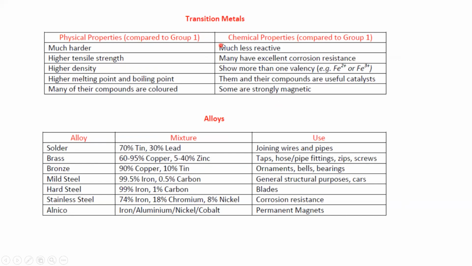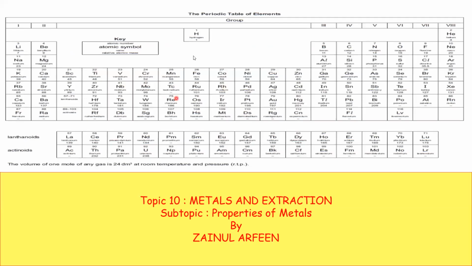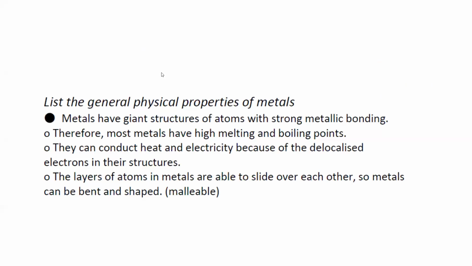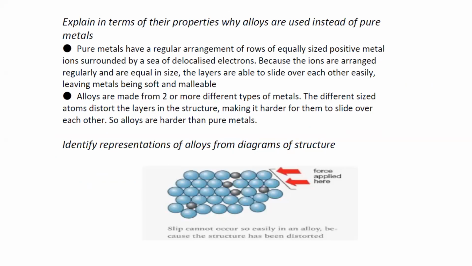Then the physical and chemical properties when we compare the transition elements with group 1. Physical properties: in the periodic table, this part which is not placed in a specific group, we call the transition elements. So when we compare the physical and chemical properties of these transition elements with group 1, or alkali metals, transition metals are also known as the typical metals.